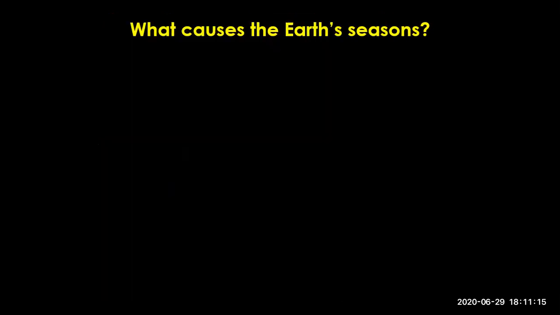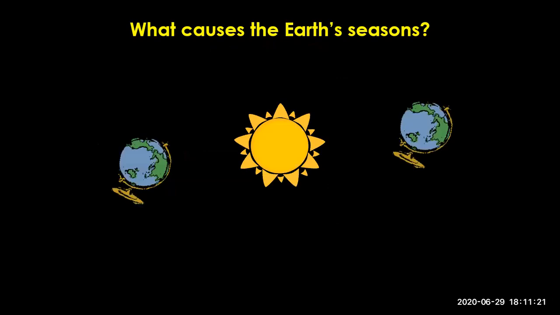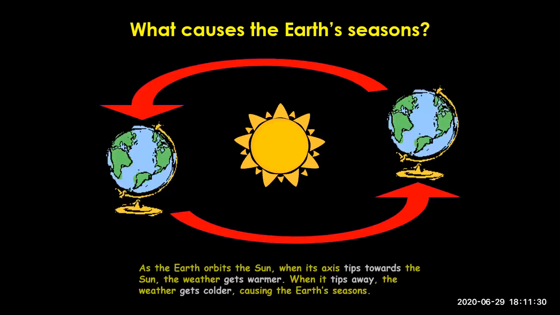What causes the earth's seasons? Now, as the earth orbits the sun, that is, revolves around the sun, when its axis tips towards the sun, the weather gets warmer. When it tips away, the weather gets colder, causing the earth's seasons.